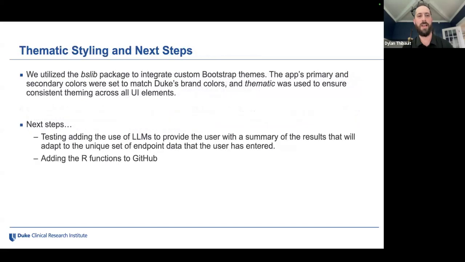For the styling of the Shiny app, we just used the bslib package, which uses custom Bootstrap themes with the Duke branded colors, and also using thematic to maintain consistent styling across the UI elements.